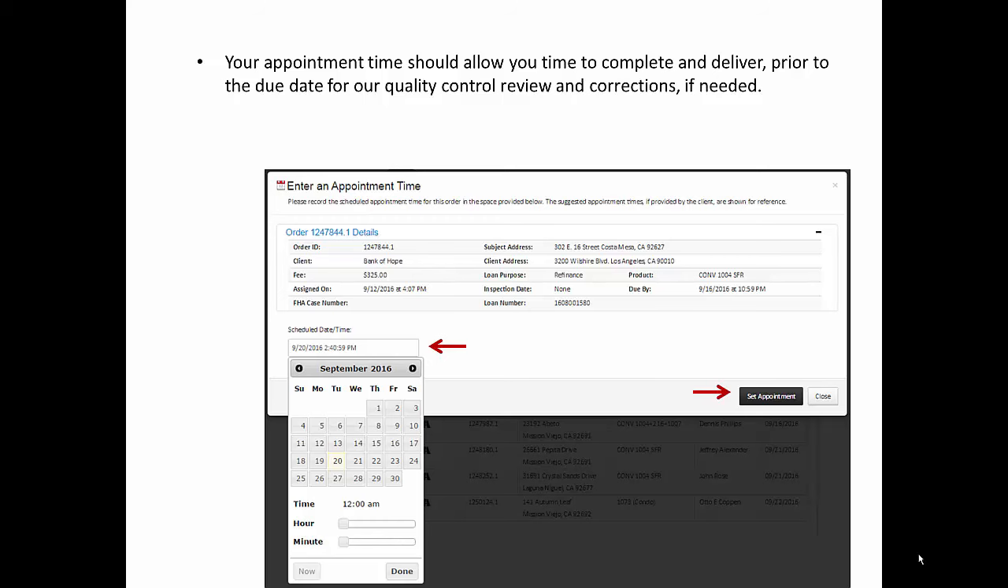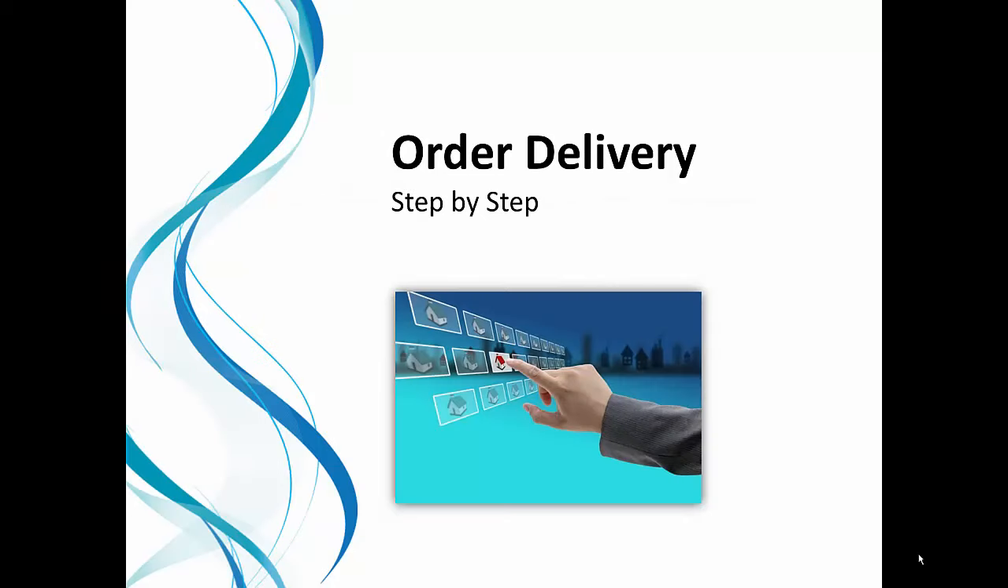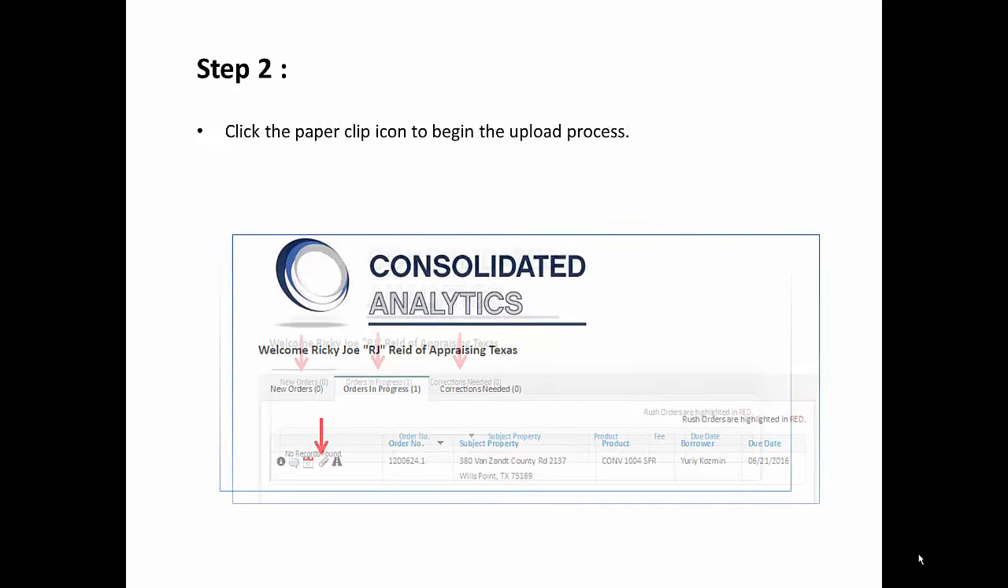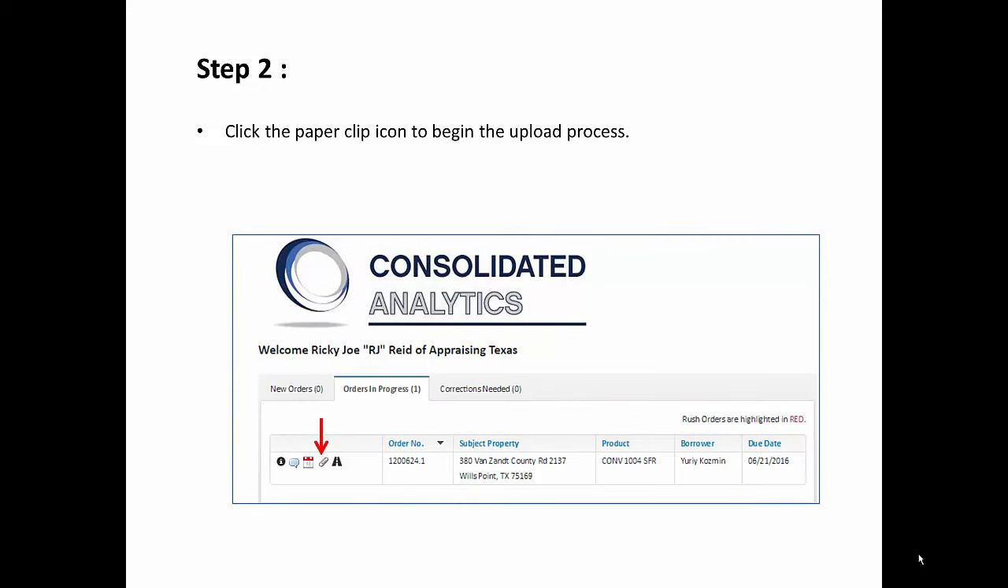Here's an order delivery step-by-step walkthrough. The first step is to locate the order, which will either be in the Orders in Progress tab, or if needing correction, will be in the Corrections tab. An assignment that needs to be submitted for the first time, you'll see in the Orders in Progress tab. To deliver your completed appraisal, you will click on the paperclip icon to start your delivery process.